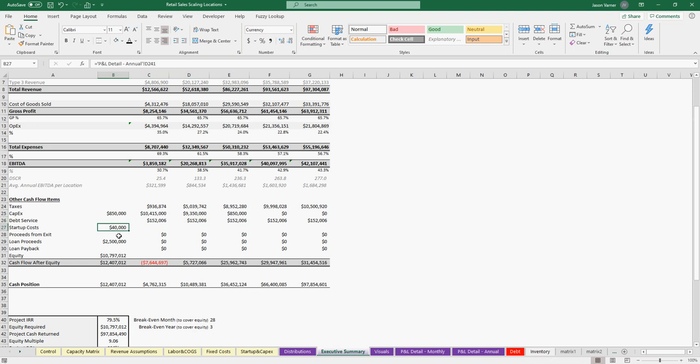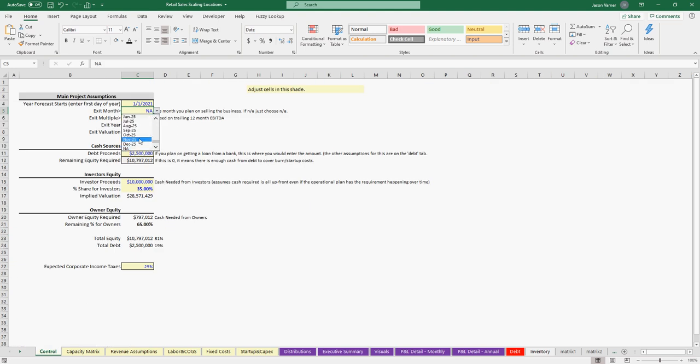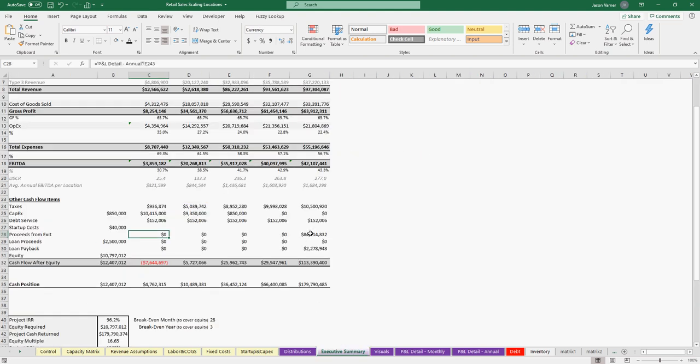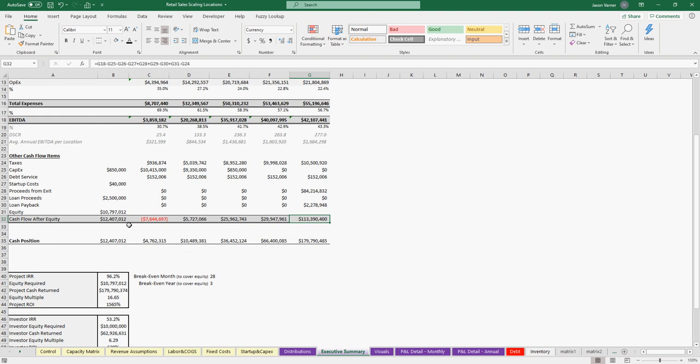Startup costs, outside of everything else we talked about. Proceeds from the exit, we just removed the exit. If we put it back, you can see that's going to be an item, shows there. Loan proceeds, loan payback. We're assuming on the exit, if there is a loan, whatever the balance is at that exit month, it's going to have to get paid back before we can get to cash flow. And then based on equity contributions, we can see the cash flow each month and the cash position, each year.